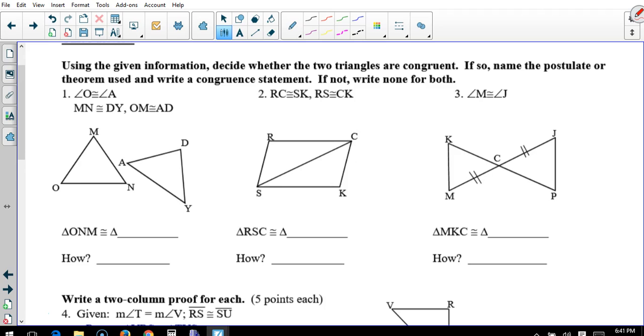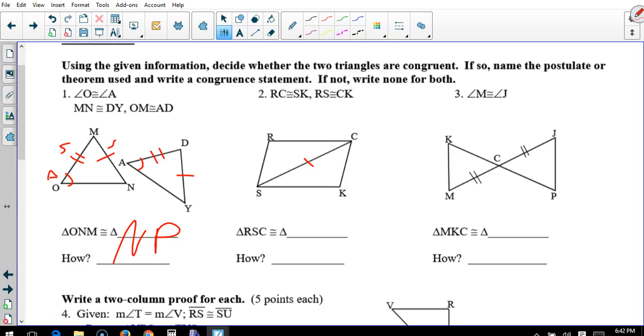Okay, angle O is congruent to angle A. MN is congruent to DY. OM is equal to AD. Well, if you look at it, we have angle, side, side, or side, side, angle. That is not a rule, so not possible.